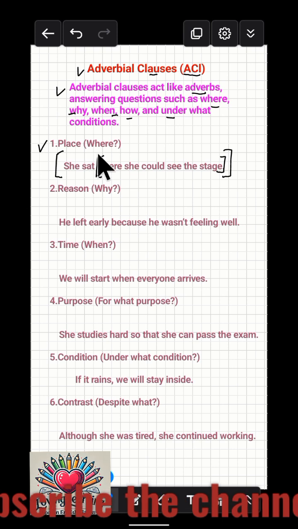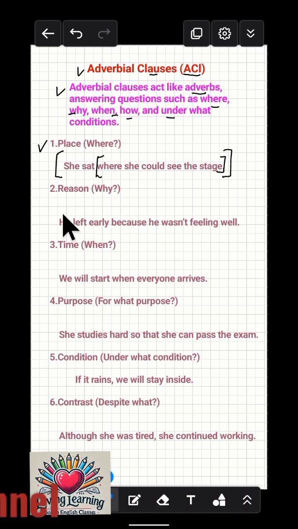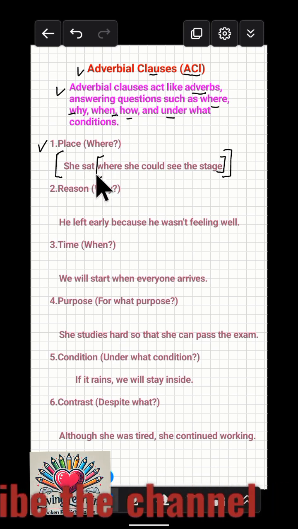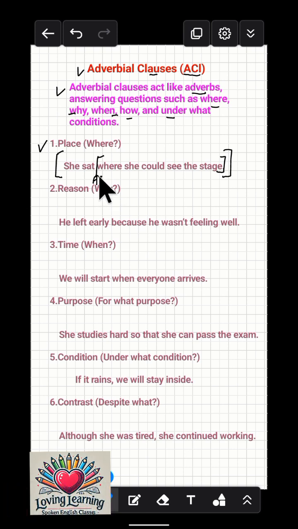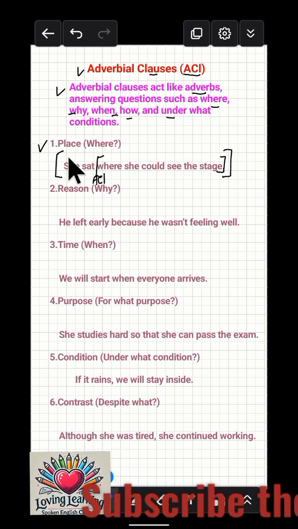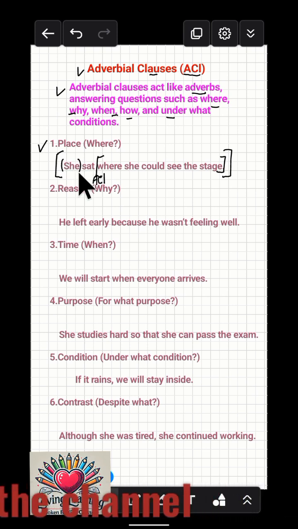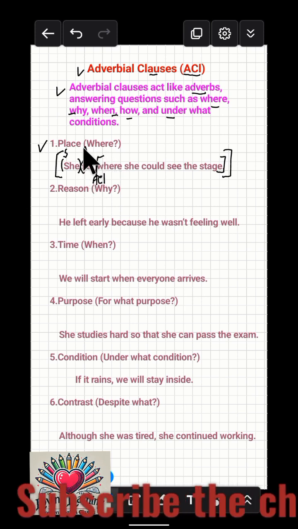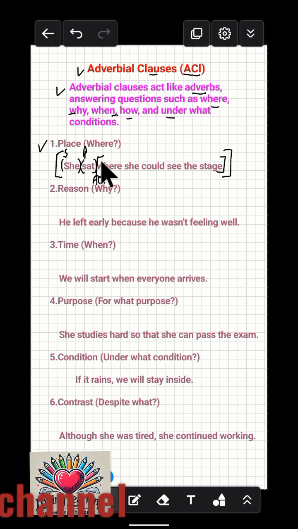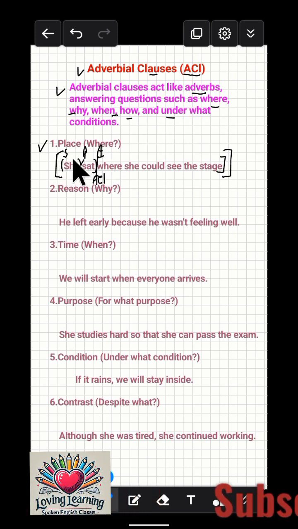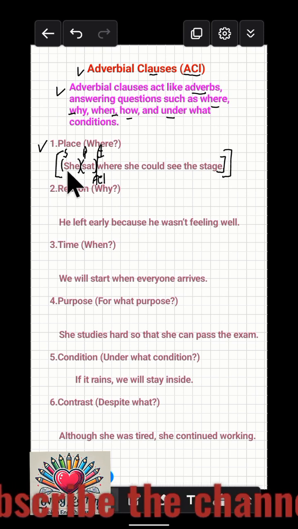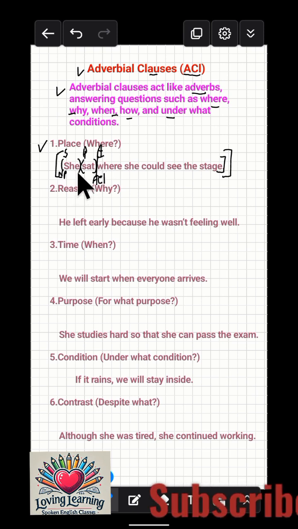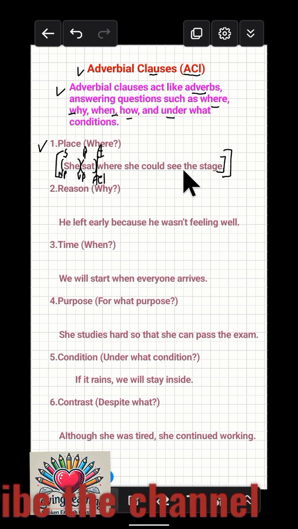As it is showing place, she sat where. Where is the question: where did she sit? That's why this one is an adverbial clause, ACL. That is how we write this. This is our subject, this is our predicate. As we already discussed, all adverbial clauses work as adverbs. So: subject, predicate, adverbial. This one is a pronoun, that's why it is a noun phrase. This one is a verb, that's why it is a verb phrase. That is how we are supposed to solve this question.